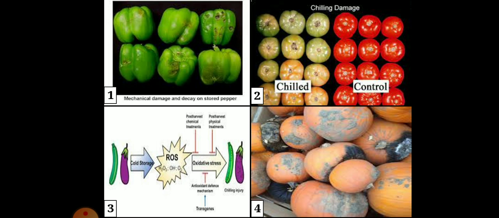And in the last picture, the fourth picture, we have here a pumpkin. So please, the good ones, the uninfected ones, must be sorted from the infected. Please don't mix or store the infected commodity with the other commodity. Otherwise, the good commodities will be infected.